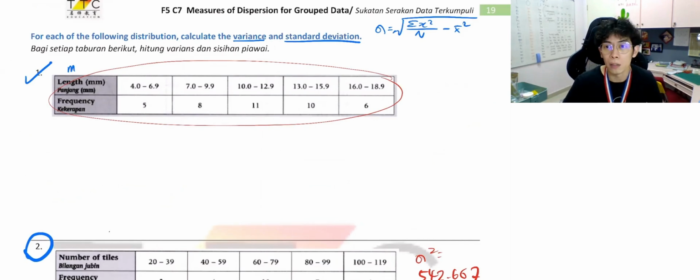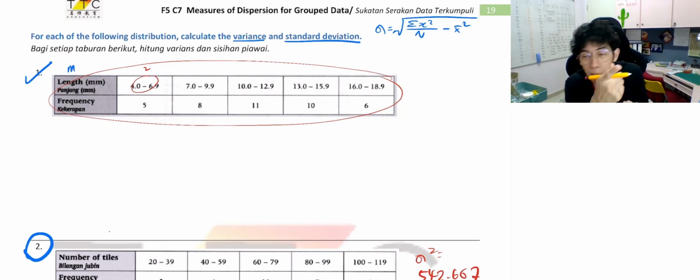But over here, it's gone. Because suppose I have to square this one. How? Can you suggest one number to represent 4.0 to 6.9? Use one number to represent it, because there are 2 numbers there, a lower limit and an upper limit. With 2 figures, how do I square them? So what do I do?